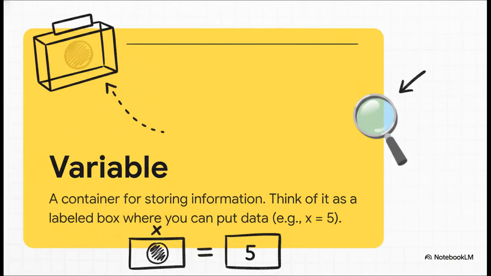Okay, first, we need a super basic building block called a variable. The best way to think of a variable is just as a labeled box. So when we write something like x equals 5, we're telling the computer, "Hey, create a box for me, put the label x on it, and stick the number 5 inside." From then on, whenever we need that number, we can just use the label x.